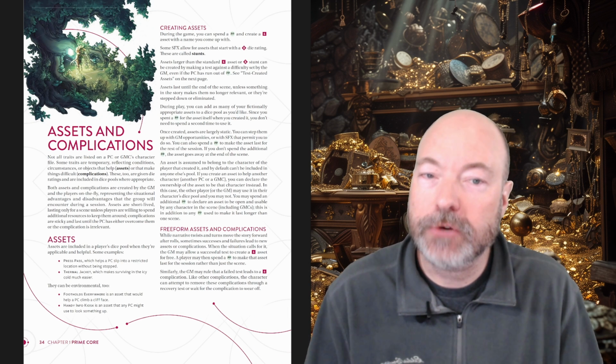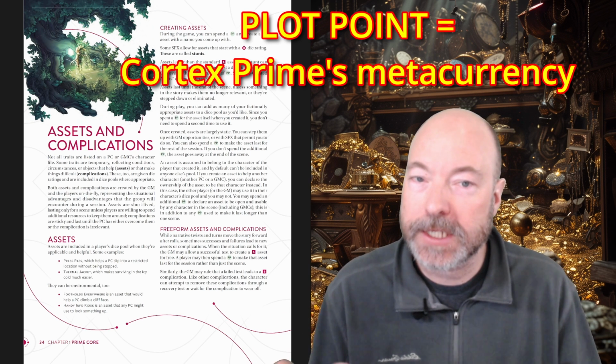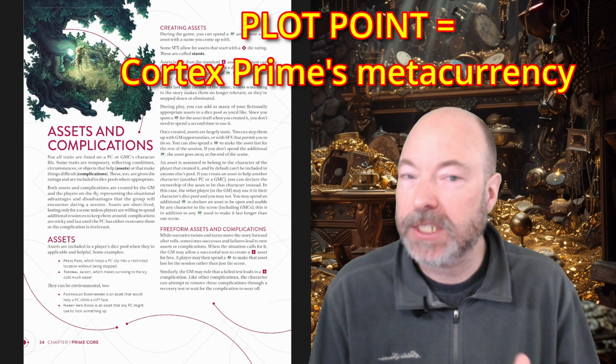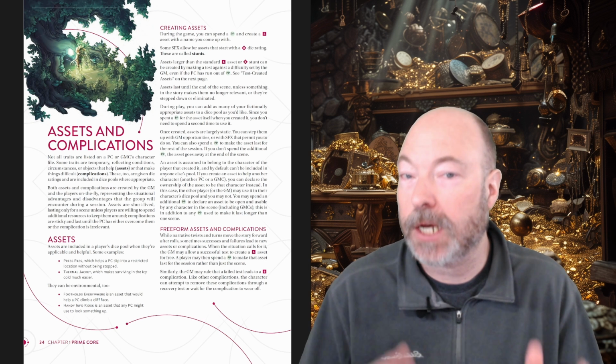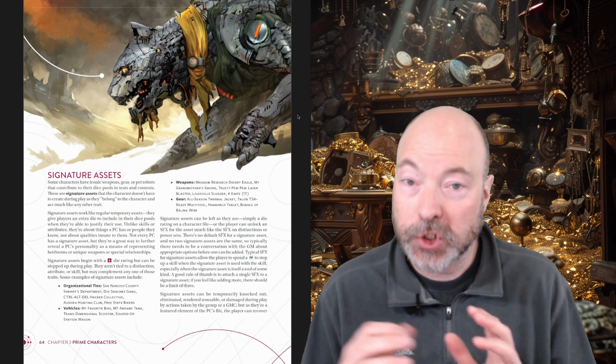gaining an asset generally involves either a roll or spending a plot point to call this item into existence. The item usually only lasts for the rest of the scene, but you can spend additional plot points to make it last for the entire session. In contrast, signature assets are an important aspect of your character and generally available to them at all times. Note again that assets don't have to be physical items. Assets can represent things such as organizational ties or contacts. Let's look at an example.